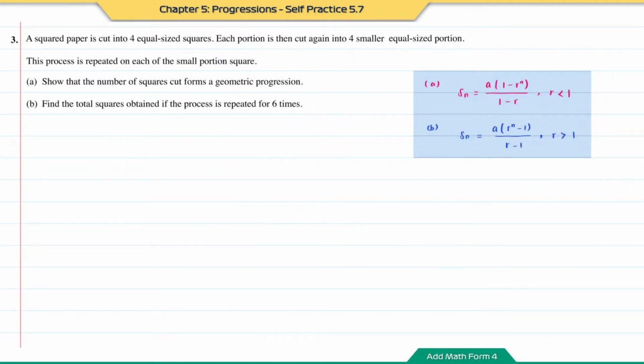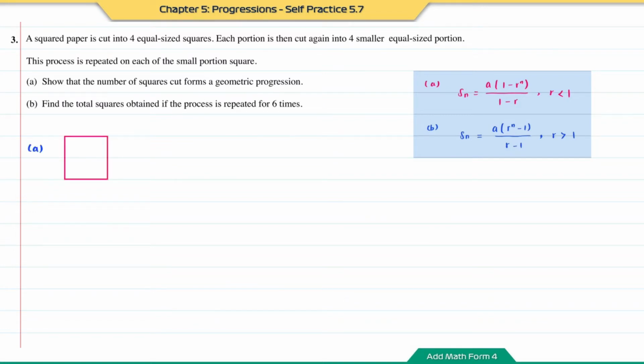Question number 3. A square paper is cut into 4 equal sized squares. Each portion is then cut again into 4 smaller equal sized portions. This process is repeated on each of the small square portions. A, show that the number of squares cut forms a geometric progression.